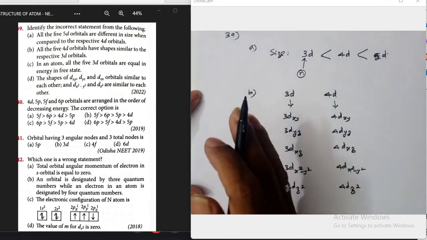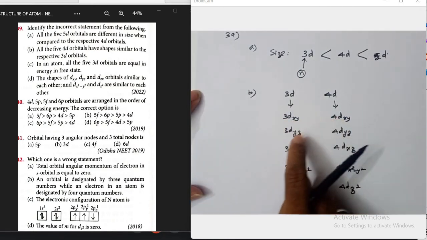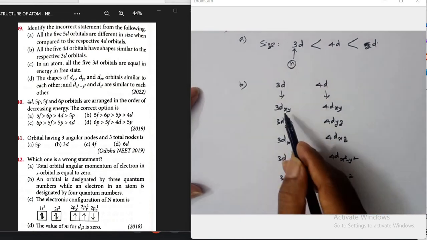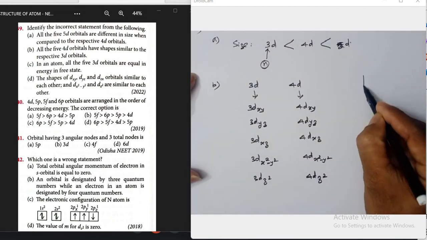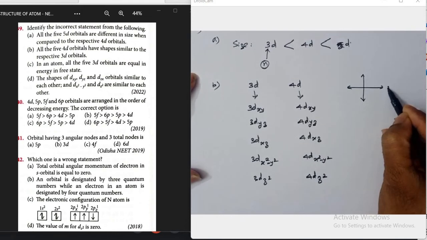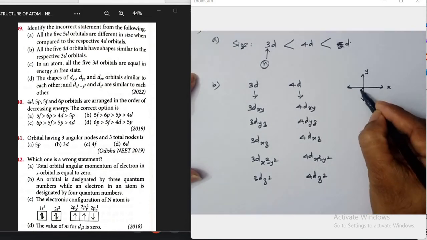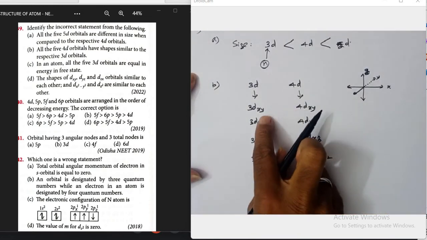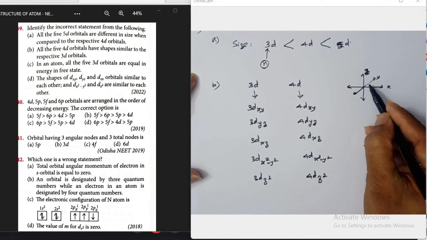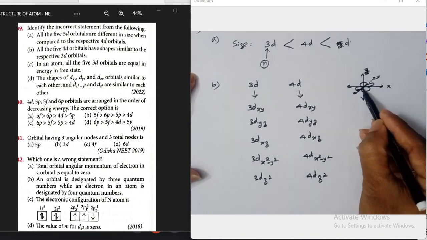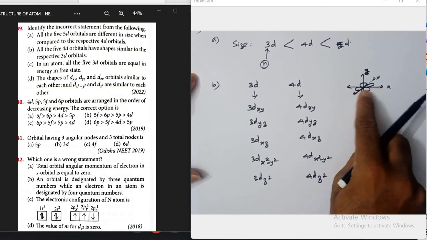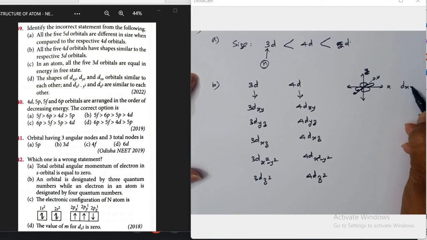Shapes are the same actually. The shapes of 3dxy and 4dxy, 3dyz and 4dyz, 3dxz and 4dxz are the same. You know very well the shape of the dxy orbital. Let me draw here. I'll fix the axes like this, x and y, and let me take this as y and this as the z axis. The dxy orbital has lobes in between the x axis and the y axis. The dxy orbital has 4 lobes, and the lobes are present in between the x and y axis. So this is the shape of the dxy orbital.